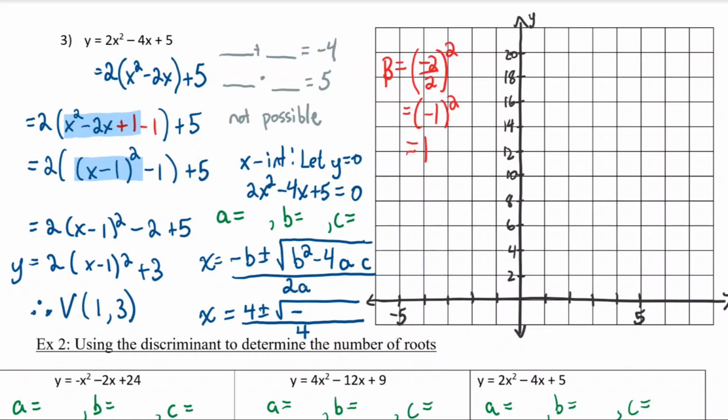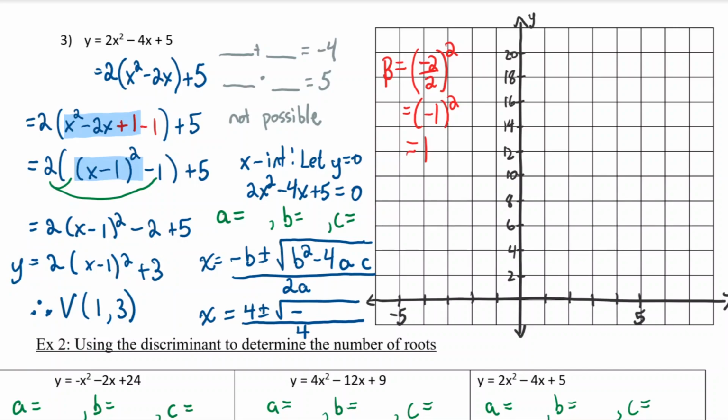All right, next thing I did was move on and distribute my 2 through the bracket here. I went 2 times x minus 1, and then 2 times the negative 1. Then I got the negative 2 plus 5, and here is my nice vertex form that comes as a result.